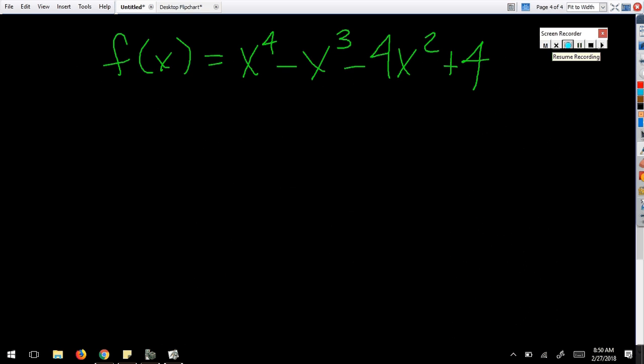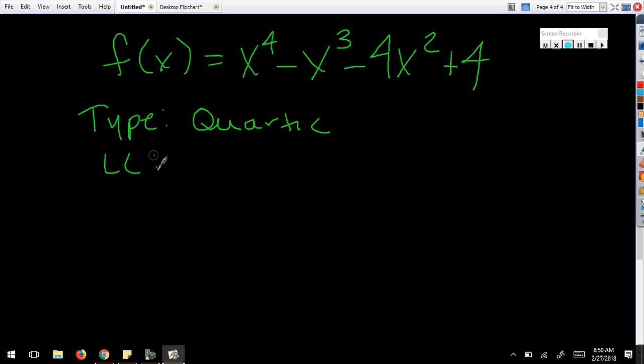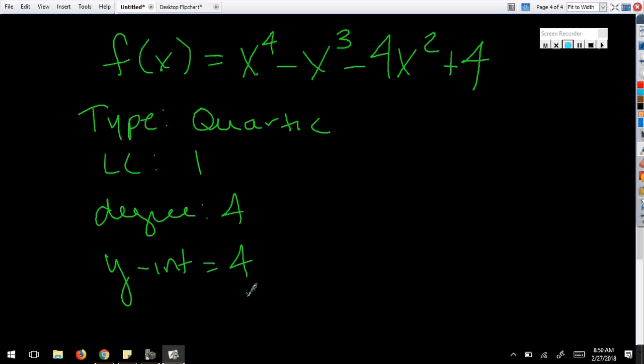Tell me the type. Quartic? Oh yeah. Leading coefficient? 1. Degree? 4. Y-intercept? 4. Let's graph it. Sketch it and give me the window you use. Y'all try this one. Let me record this.